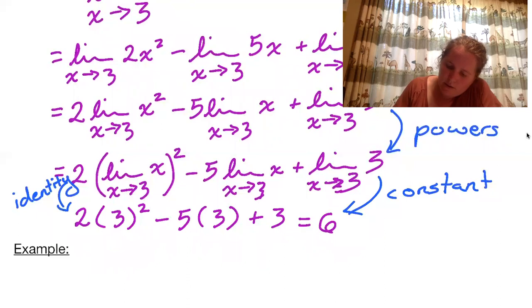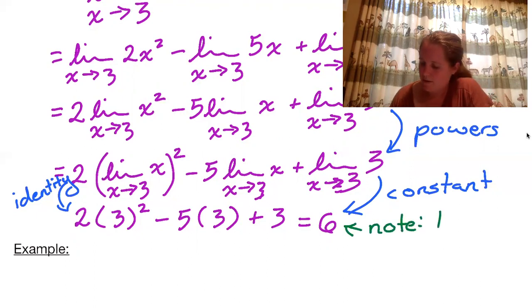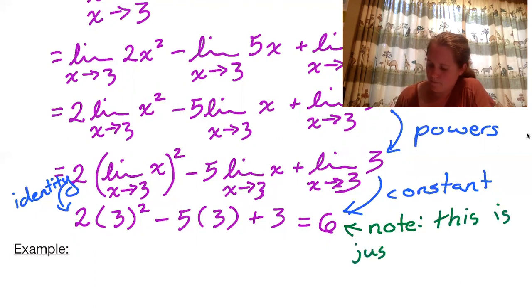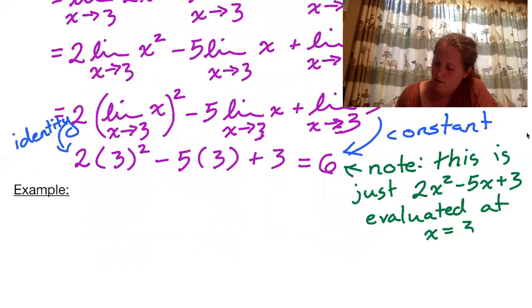So side note, this is just 2x squared minus 5x plus 3 evaluated at x equals 3.